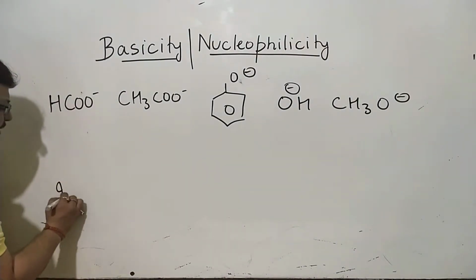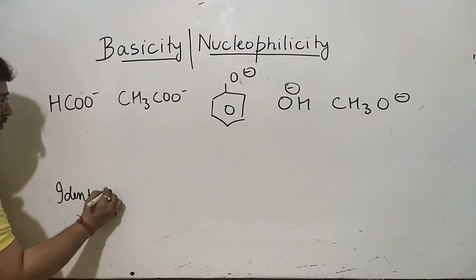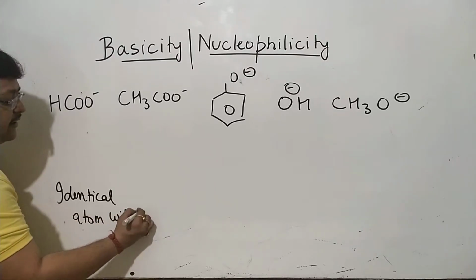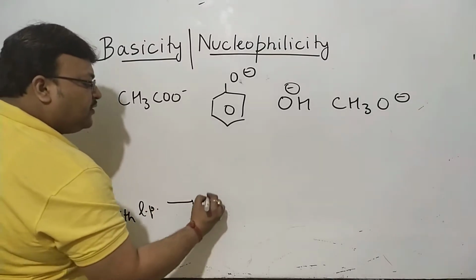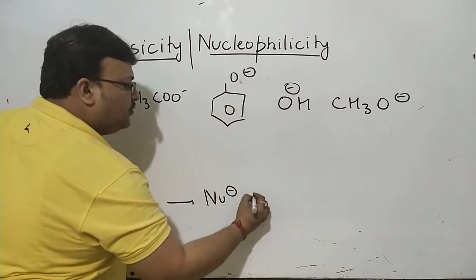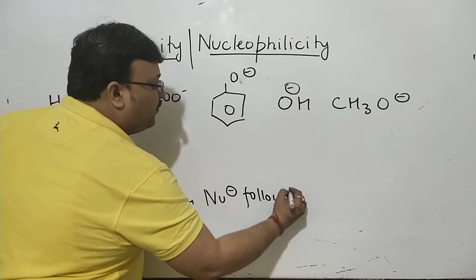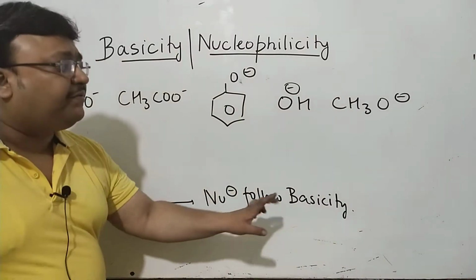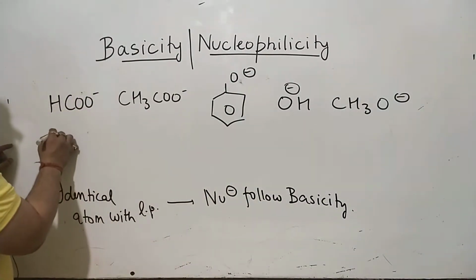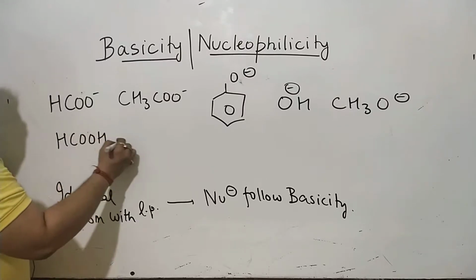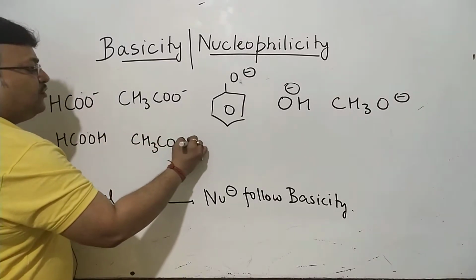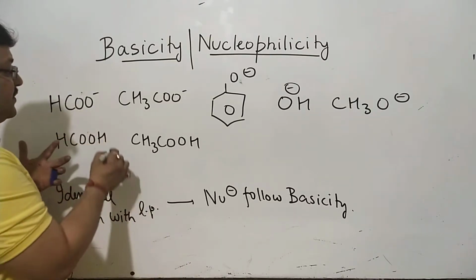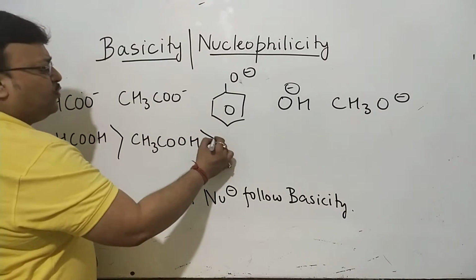So it's the identical atom with the lone pair. Here again, we'll see nucleophilicity will follow basicity. So I'll want to obtain basicity first. And to get the basicity, I'll want to go back to the acids. Formic acid, acetic acid, more number of carbon atoms, less acidity. More number of carbon atoms, plus I effect, less acidity. So naturally, I've written it in a sequence.